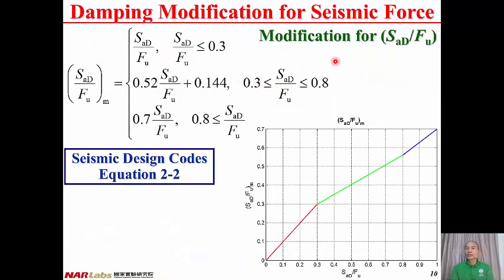And then we move to the modification of the ratio between SAD and FU. From the seismic design code equation 2-2, if the ratio SAD to FU is less than 0.3, no modification. Therefore, the ratio after modification equal to the ratio before modification. If the ratio is larger than 0.8, then it is reduced to 70% of the one before modification. When the ratio is between 0.3 and 0.8, SAD divided by FU after modification equal to 0.52 SAD divided by FU plus 0.144. And here's the graph, which shows the relationship between the ratio before modification and after modification.